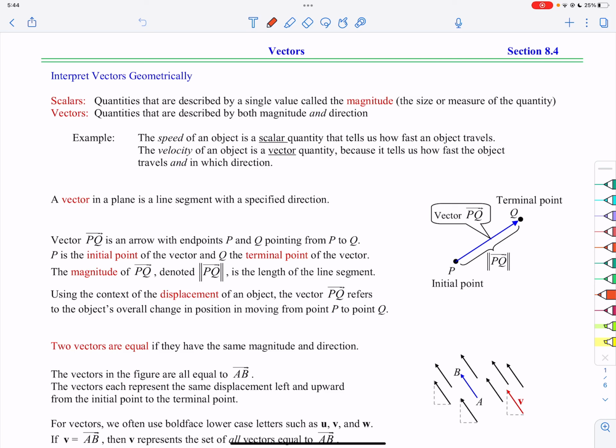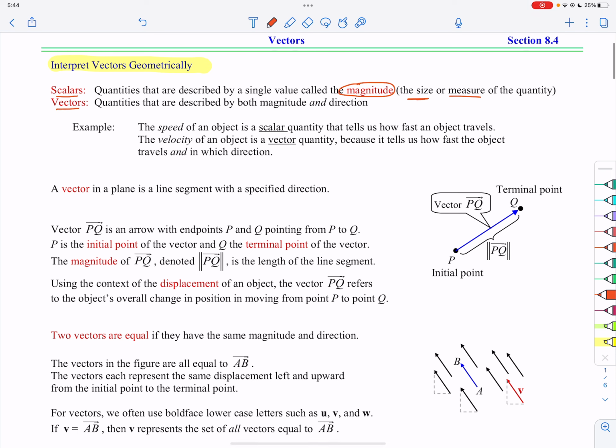This is section 8.4, vectors. We're going to begin by interpreting vectors geometrically. So there's a few things we need to talk about. We're going to first be talking about scalars, and scalars are quantities described by a single value called the magnitude, and the magnitude is the size or the measure of the quantity.